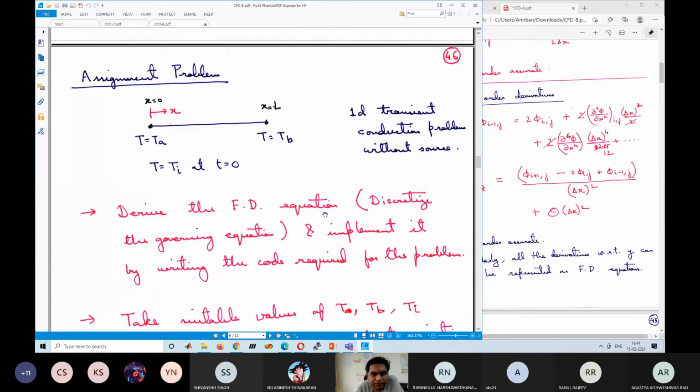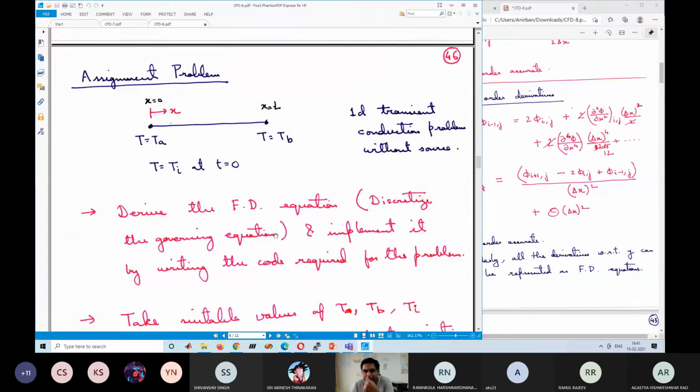First, derive the finite difference equation. Derive the finite difference equation means from the governing equation. So first you have to select what should be the suitable governing equation for this. Then you have to convert this governing equation by writing each of the derivatives in terms of the finite difference approximation, like what we have seen today. This process is known as discretization of the governing equation, as I have mentioned previously.